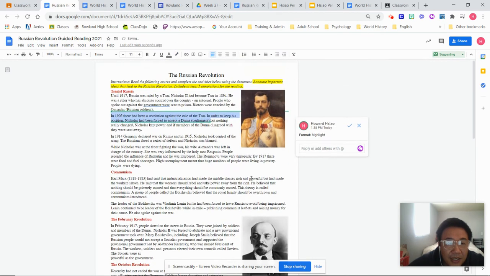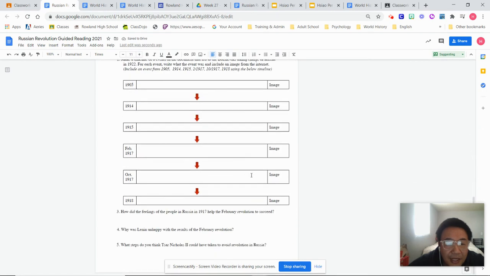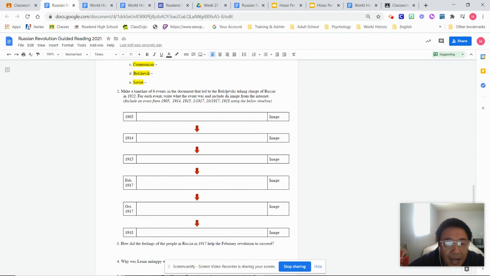The last three questions are short answers, and just think about how you could do that. The definitions and the timeline will probably take most of your time, but make sure you also refer back to why these events led to the Bolsheviks and the Russian Revolution. The key thing is how and why did the Russian Revolution occur?